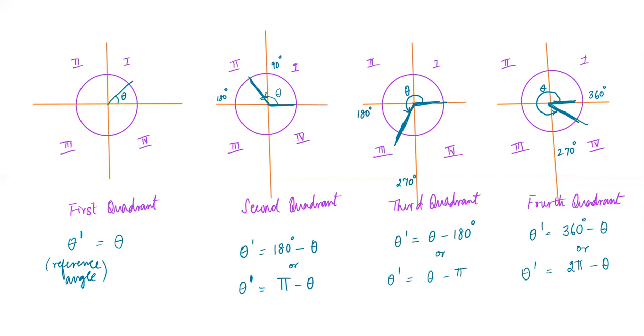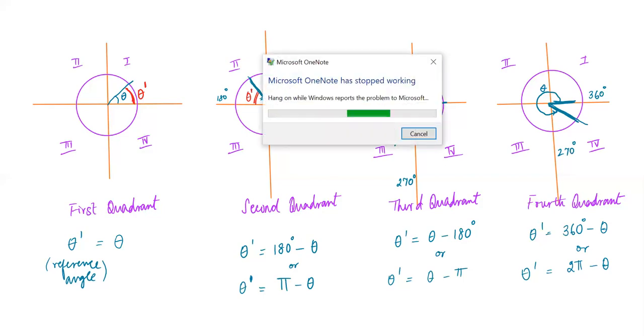Okay. So what I'm trying to show you is these would be the corresponding theta prime angles. So for the first quadrant, theta itself is theta prime. They are the same angles. But for the second one, we're trying to see what this will be. This will be theta prime, right? 180 degrees minus theta.